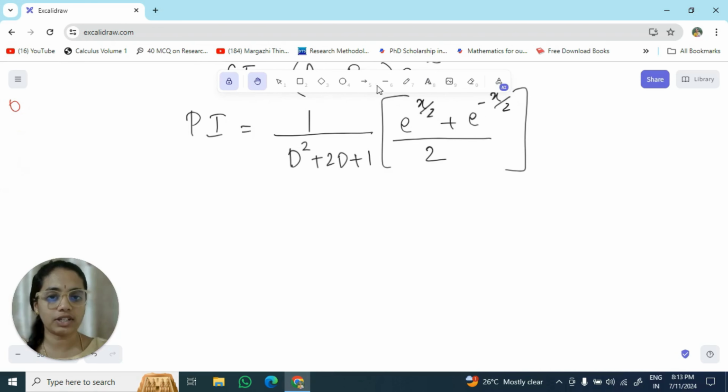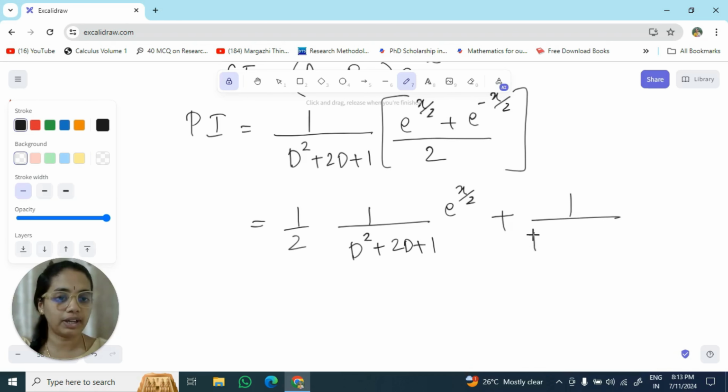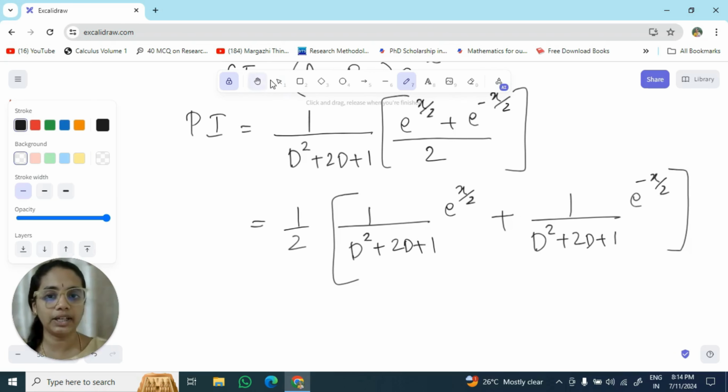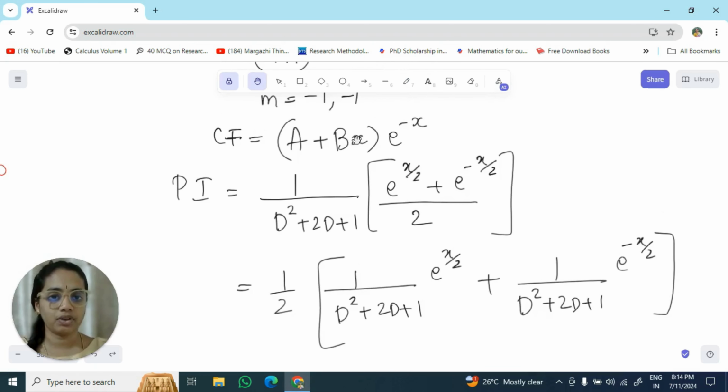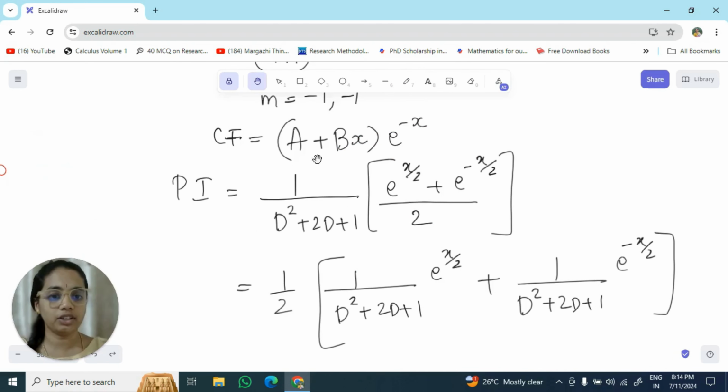Yes, 1 by 2 is a constant. Let me take it out. I'll just write it over here. Multiply, right? 1 by d square plus 2d plus 1 e power x by 2 plus 1 by d square plus 2d plus 1 e power negative x by 2. I've just multiplied this with each term. I've just given this to each term and I've just written this outside over here. Yes, now let us continue.